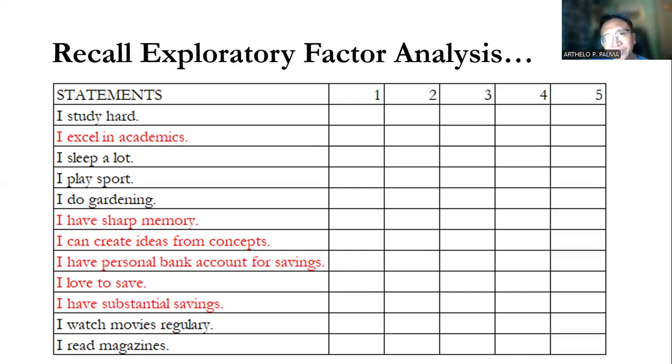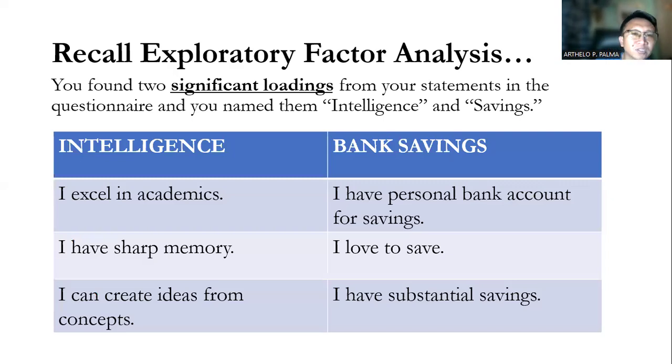And after you gather the data, you analyze the data using factor analysis, particularly exploratory factor analysis. And this is what you found out. You found two significant loadings. And these loadings are with three statements each, coming from the questionnaire you created. So these two significant loadings, you name them intelligence and bank savings, because the statements, I excel in academics, I have sharp memory, I can create ideas from concepts, are actually in line with or related to the construct or the concept of intelligence.